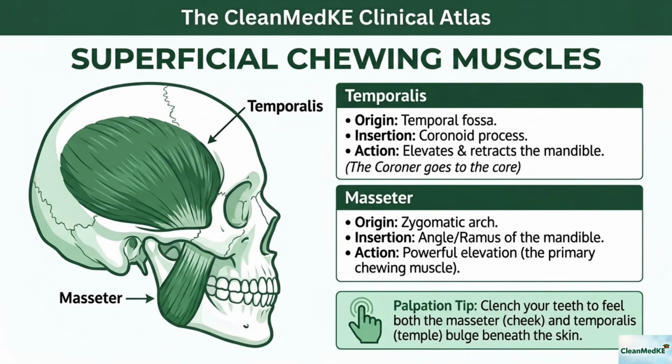Looking at the superficial chewing muscles, we have the temporalis, which originates in the temporal fossa, inserts into the coronoid process, and elevates and retracts the jaw. Remember, the coroner goes to the core. Below it is the masseter, originating from the zygomatic arch and inserting onto the ramus of the mandible. It is your primary and most powerful biting muscle. If you clench your teeth, you can feel both of these bulge.